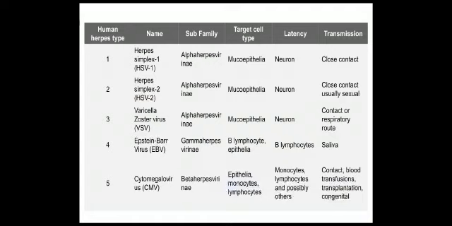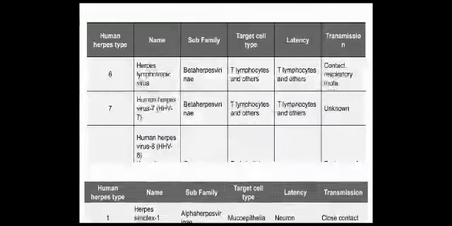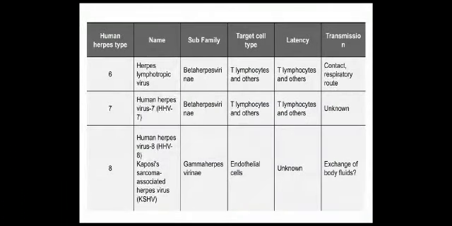The next 2 slides show you a table with about 8 human herpes viruses: their names, the subfamily they belong to, the target cells which they affect, where they have latency and how they are transmitted. So you have 8 human types: herpes simplex 1, herpes simplex 2, varicella zoster, Epstein-Barr virus, cytomegalovirus, human herpes virus 6 which is the lymphotropic virus, human herpes virus 7, and 8 is your Kaposi sarcoma virus.